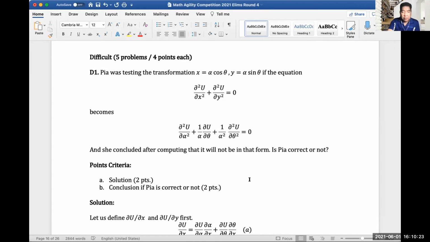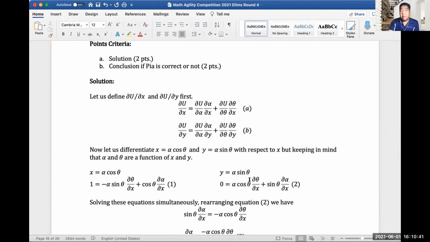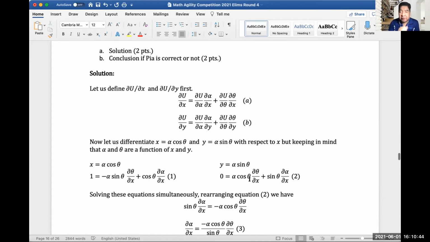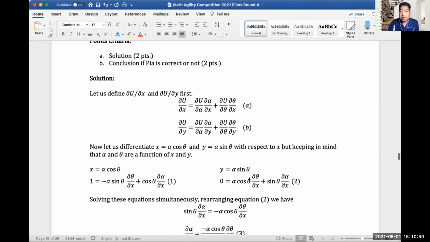So the requirement would be, of course, a solution and what will be our conclusion based on what we will be computing. So first, let's define the partial of u with respect to x and partial of u with respect to y, which is these two equations, right? So partial of u with respect to x is equal to partial of u with respect to alpha, partial derivative of alpha with respect to x plus partial derivative of u with respect to theta times partial derivative of theta with respect to x.